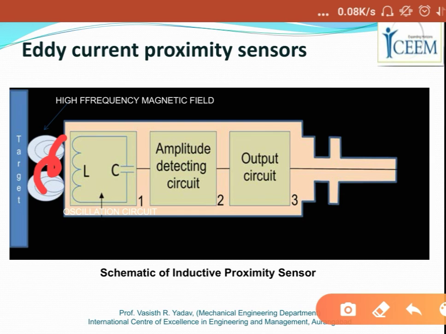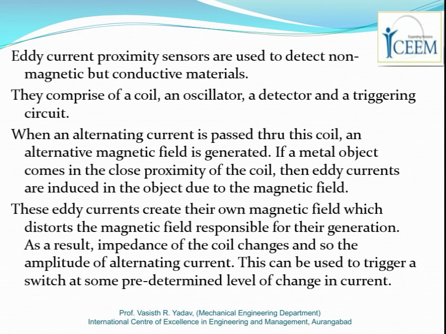Now this induced magnetic field will distort the original magnetic field which was produced in the coil, and this distortion will change the amplitude of the alternating current. This change in amplitude is calibrated to measure the proximity, right? So any change in the alternating current will show that some object has come into the vicinity, and that is what it actually detects. So this was all about the working of the eddy current proximity sensor, right?